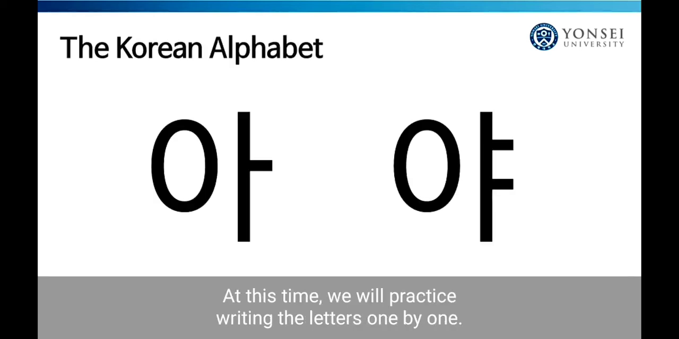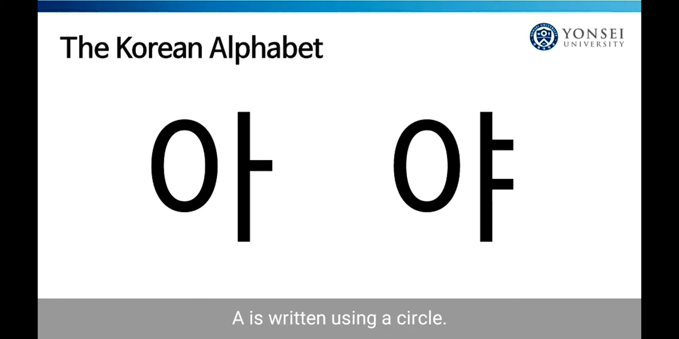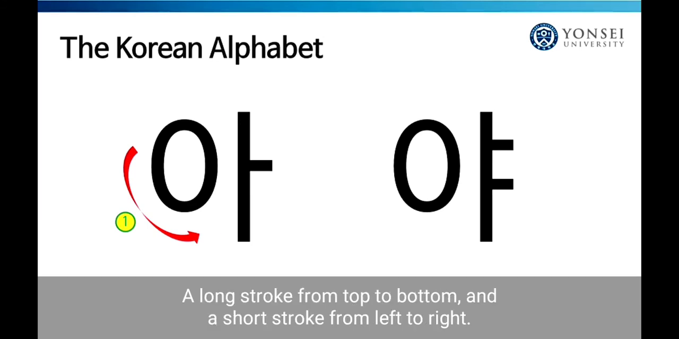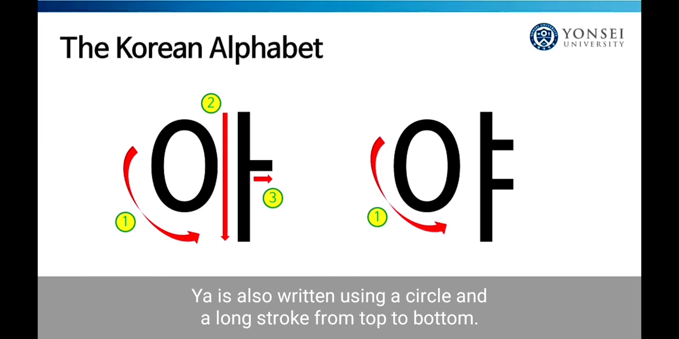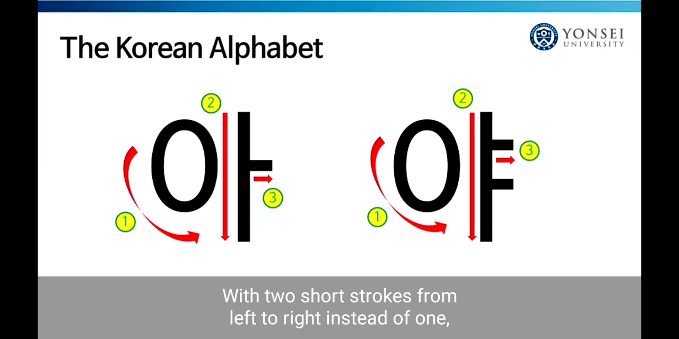At this time, we will practice writing the letters one by one. A is written using a circle, a long stroke from top to bottom, and a short stroke from left to right. A. Ya is also written using a circle and a long stroke from top to bottom, with 2 short strokes from left to right instead of 1. Ya.